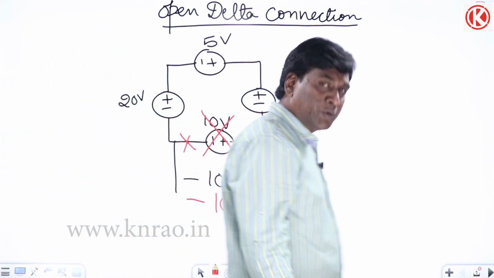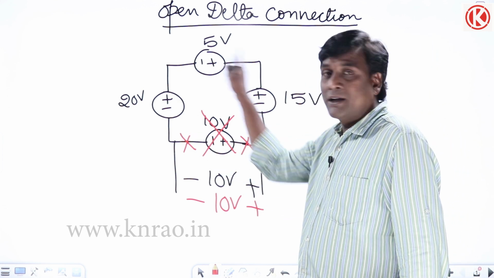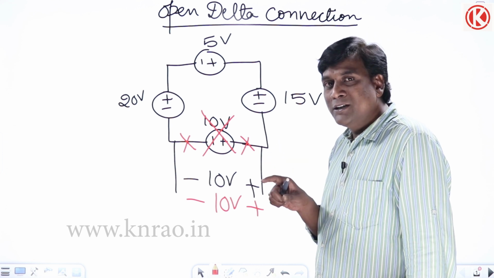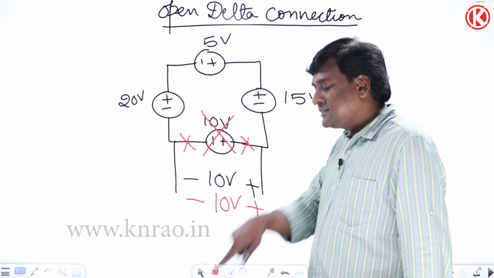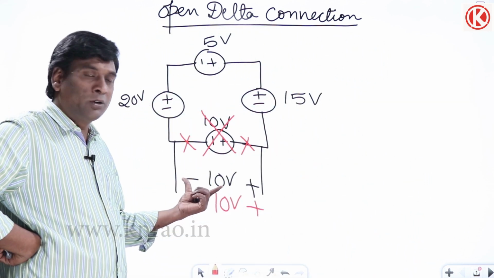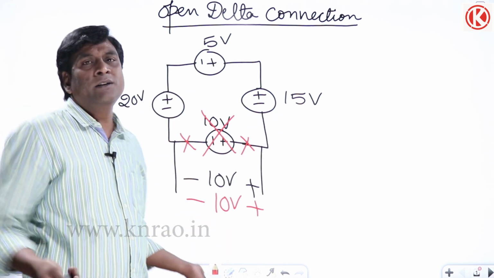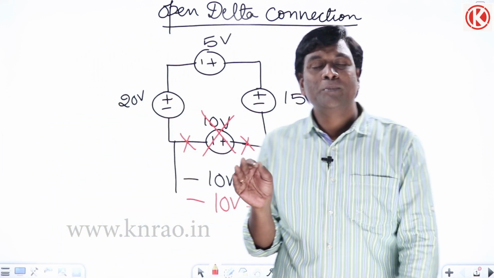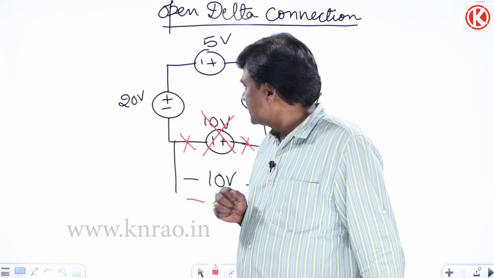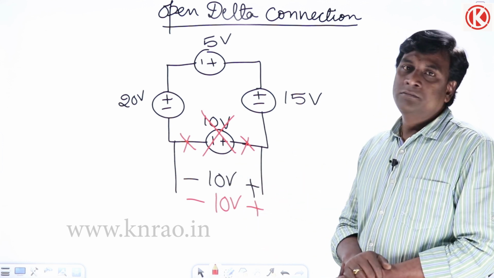What is the conclusion we can get from here? The conclusion is very simple. In any closed path connected by only independent sources, the voltage across one independent source is independent of the existence of that source in the network. If I connect this particular 10 volts also, the voltage across this will be 10 only. If I remove this also, in a closed path I have to apply KVL and I will get the same voltage. So in a closed path formed by independent voltage sources, even if you remove one voltage source, the voltage across that will not change.